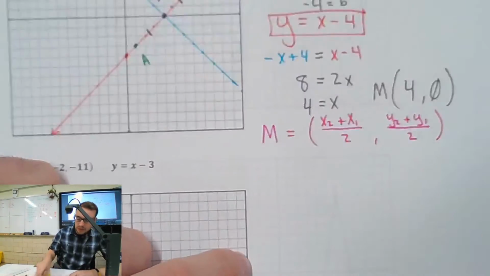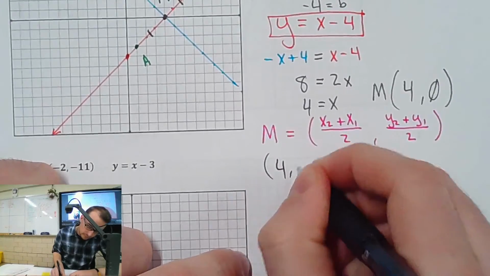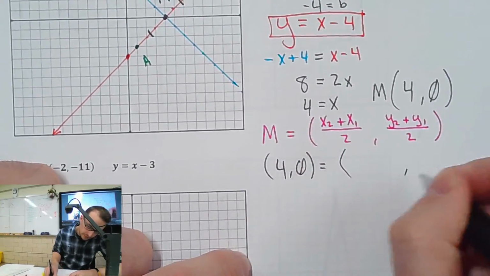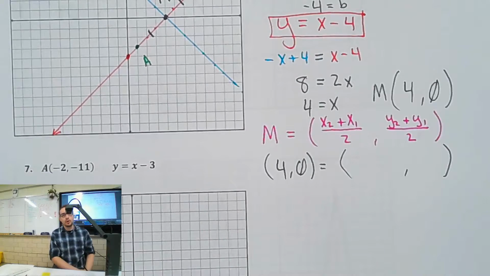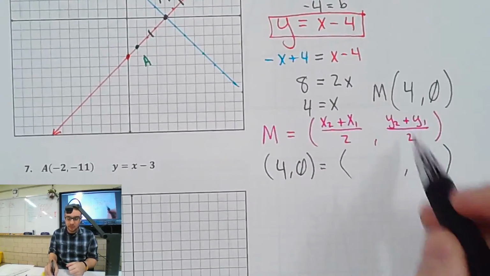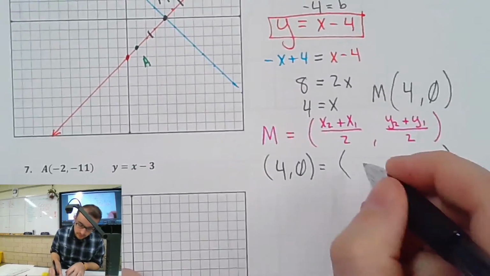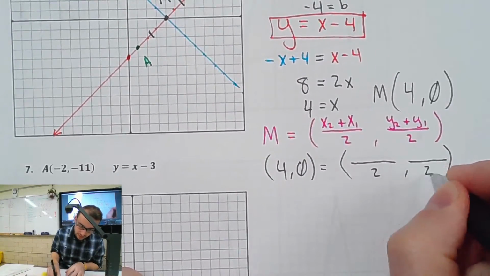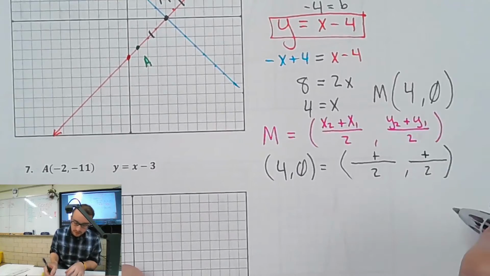We know our midpoint. We just found it. It's 4, 0. So that's what M is, and it's going to equal this coordinate. They're both coordinates, right? This part is the x part. That part's the y part. So we're going to average our x's by adding our x's together and dividing by 2.